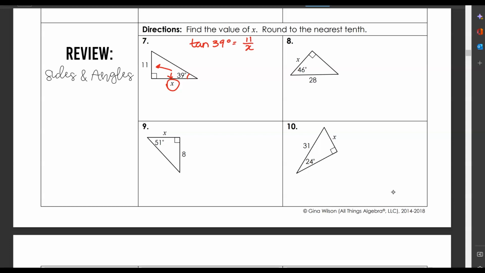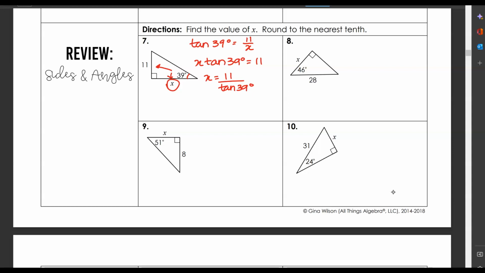Now I'm going to multiply both sides by x, so I end up with x times tangent of 39 degrees is equal to 11. I'm going to divide both sides now by tangent, so I get x is equal to 11 divided by tangent of 39 degrees. Okay, let's go ahead and plug that into our calculator.